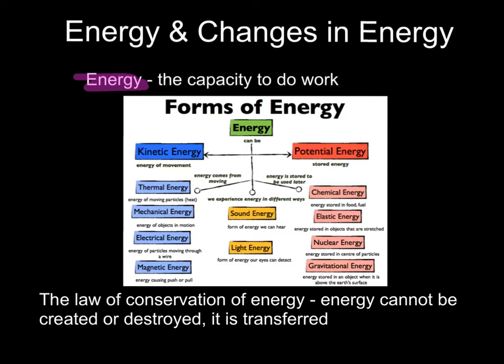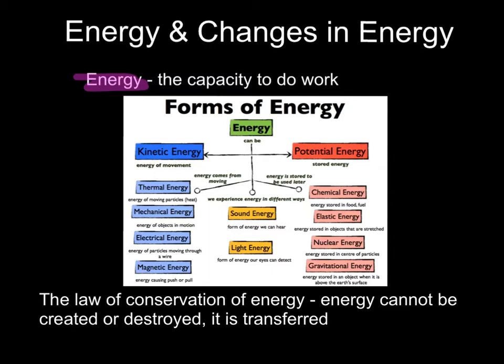There are several different forms of energy. Energy can be either kinetic or potential. If it's kinetic, we have various forms of kinetic energy: thermal, mechanical, electrical, magnetic. Potential energy is stored energy, and that can come in the form of chemical, elastic, nuclear, or gravitational. We can also experience energy in terms of sound or light energy.